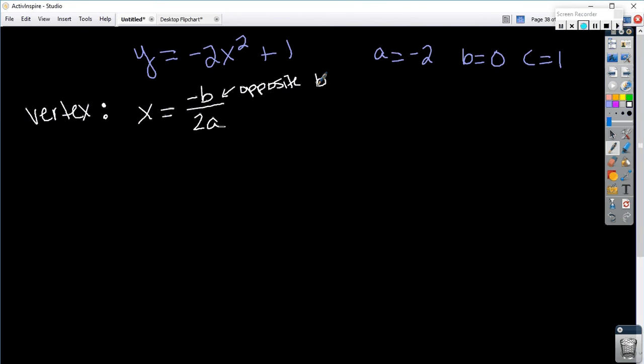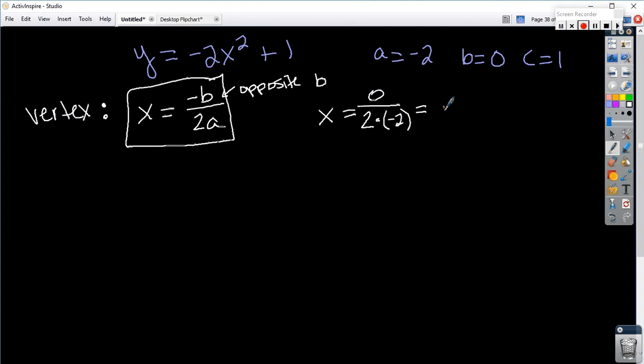So I want you to look at your equation. You've got A, you've got B, and you've got C. If we plug in this little vertex equation, then X equals opposite B. You don't really have an opposite of 0, right? It's just 0. Over 2 times, what is A? -2. All right, look at your equation. This is your equation. You can't, so you just keep it 0. Yes. Then it would become positive.